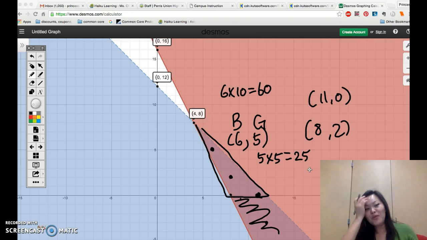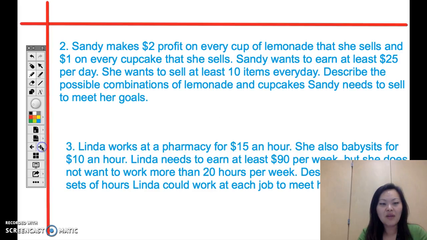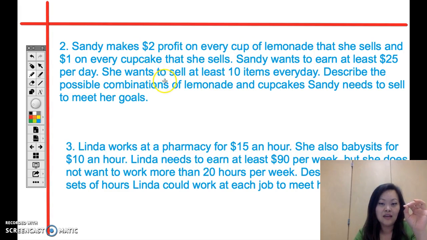So I hope you understood how to solve this. And now what I want to give you is question number 2 and 3 over here. Okay, so I realized some of question number 3 is kind of blocked because of my face. I'm sorry. So I'll do a screenshot and give it to you as a picture. But when you write your answer, it has to be in words, right? So for example, in number 2, Sandy has to make how many cups of lemonade and how many cupcakes, in order to earn at least $25 and sell at least 10 items.